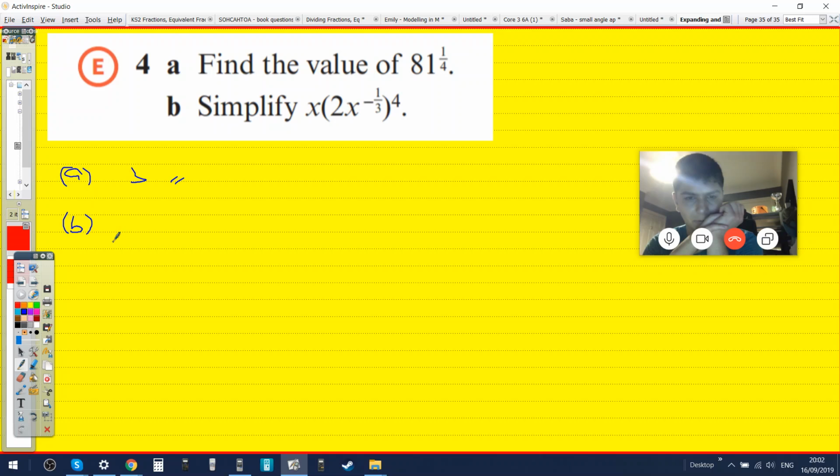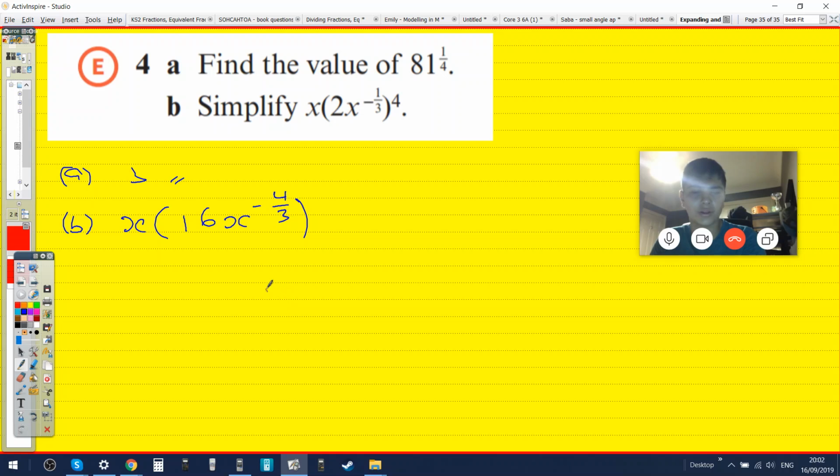Is simplify. So do I need to do 2x power 4? So would that be x, then brackets 16x, and then minus 4/3? Brilliant.